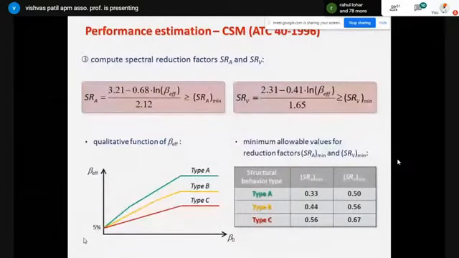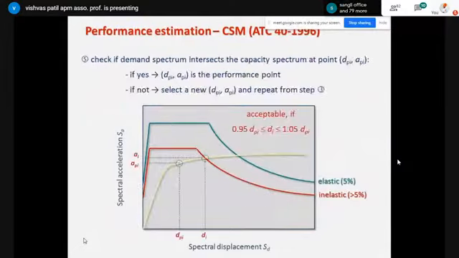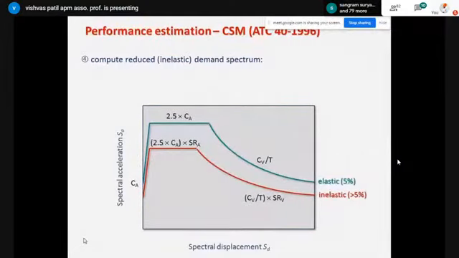After doing the bilinear representation, calculate the spectral reduction coefficients, SRA, spectral reduction in acceleration, and spectral reduction in velocity. After that, there is a reduction in the demand curve. Now, what is this reduction? Initially the structure has a lot of capacity, but after yielding, as I said, the stiffness goes on reducing.